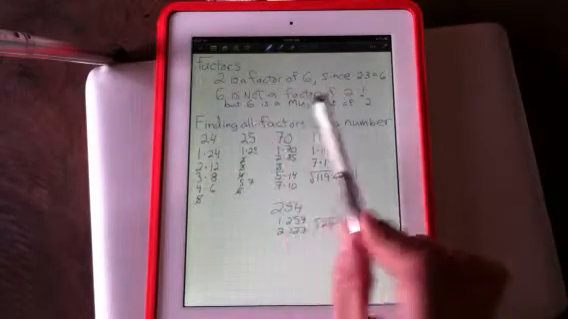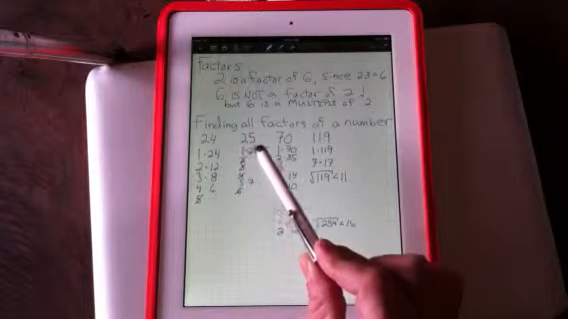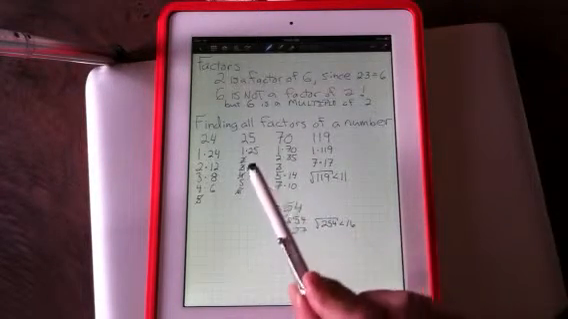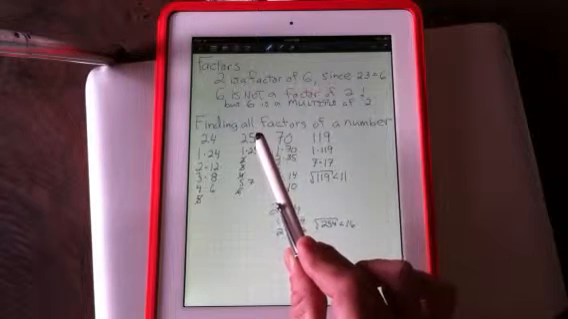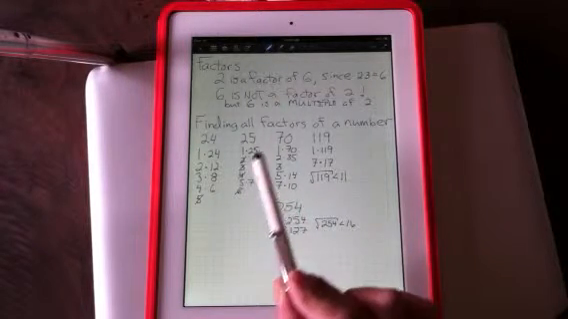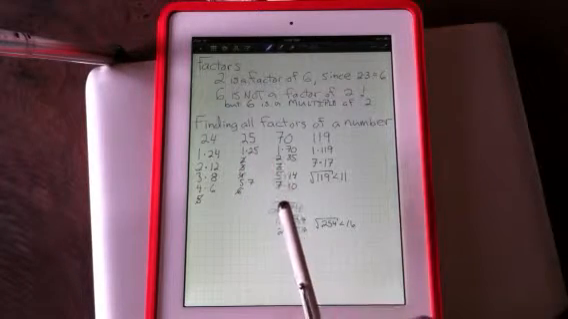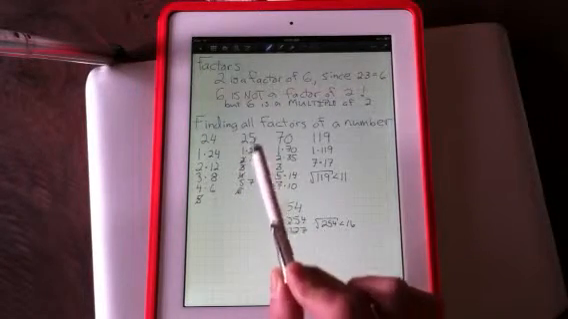Let's try the same thing with 25. So we start with 1 times 25. 2 doesn't go in because it's not an even number. It doesn't end in a 0, 2, 4, 6, or 8. 3 doesn't go in. A way to check 3 is if you add 2 and 5, you get 7, and 3 doesn't go into 7.